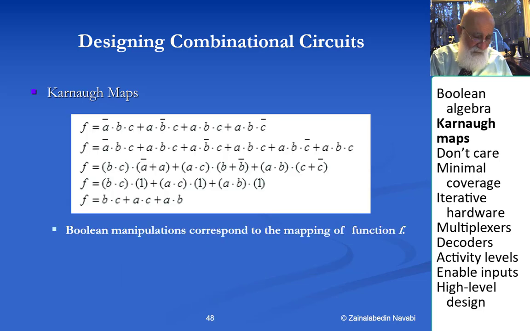Okay, let's look at this expression here: A bar B C, A B bar C, A B C, A B C bar. Okay, that's the same thing. This is min term number 3, min term number 5, min term number 7, and min term number 6. How would I do this if I did not have Karnaugh Maps? Well, if I did not have Karnaugh Maps, this is how I would do it.